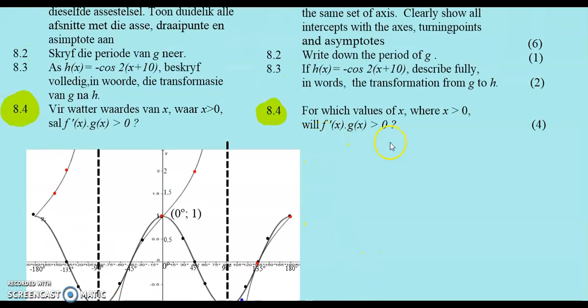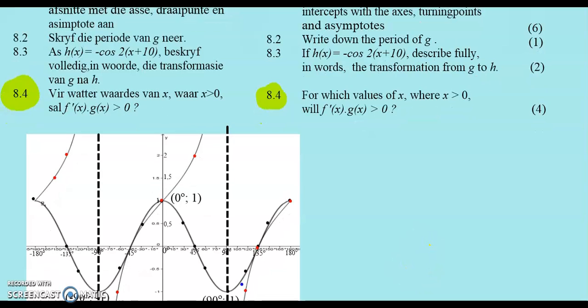It's self-explanatory. For which values of x, where x is greater than 0, will the derivative of the function f, which is a tan graph, be greater than 0? So the most important thing I want to highlight here is that they're speaking firstly where x is greater than 0. So they're only talking about this from 0 to 180 degrees. That's what they're referring to.